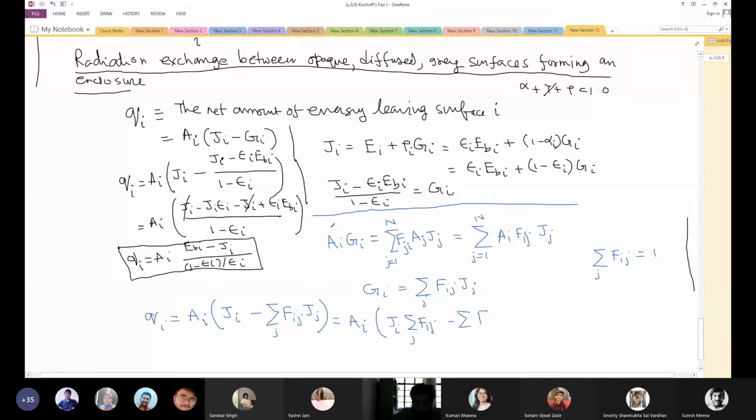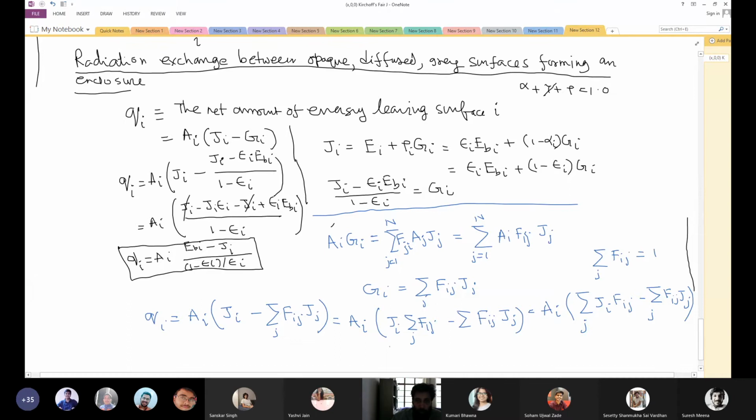Minus summation Fij Jj. Now, because this is a constant with respect to the summation over j, I can pull it inside the summation. It can go in and out. So this is written as ai summation over j ji Fij minus summation over j Fij Jj.